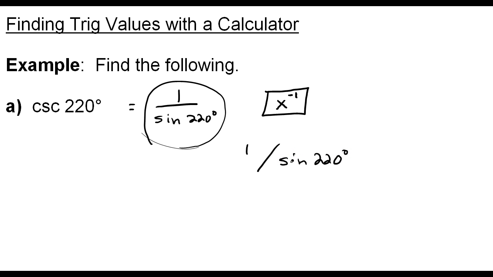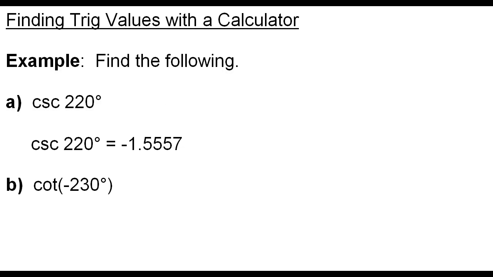Now, you all have different calculators, so I can't tell you specifically how this is going to work. But see if you can do that and get the correct answer. Okay, now you should get negative 1.5557.